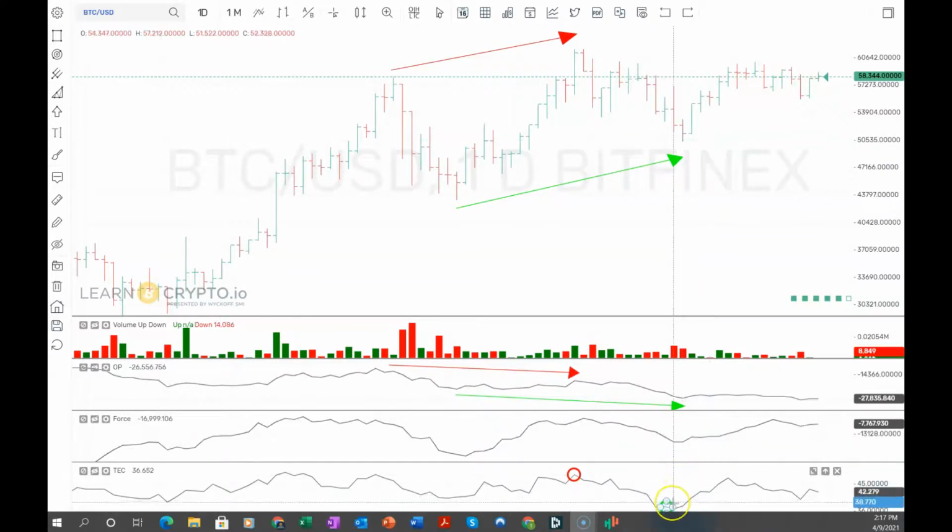And we had an oversold technometer. So that's why we gave a buy at 52,200. So again, these are just ways to try to understand what's going on internally in the markets with price and volume, while also using our Wyckoff proprietary indicators of OP, force, and technometer.